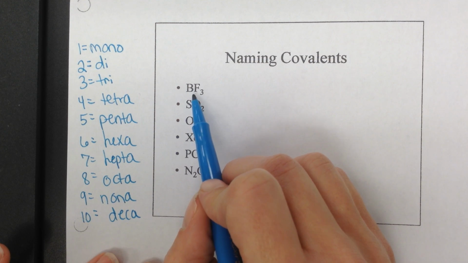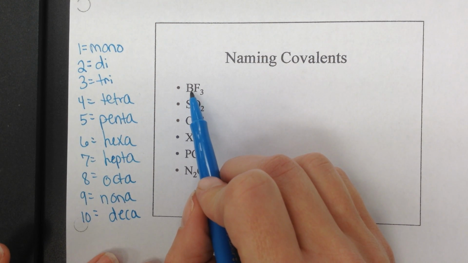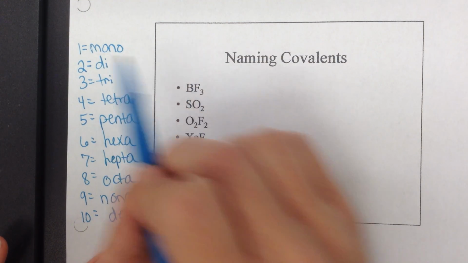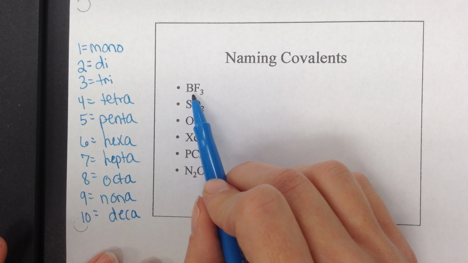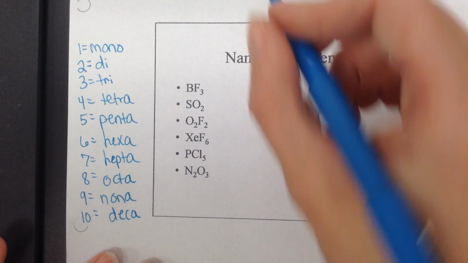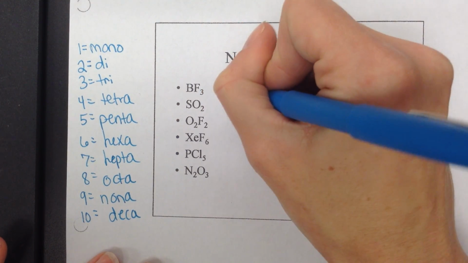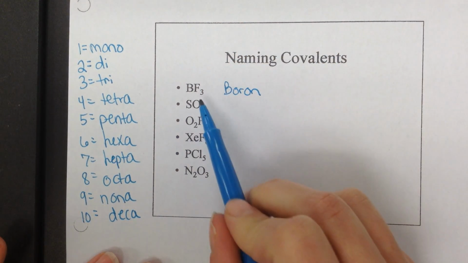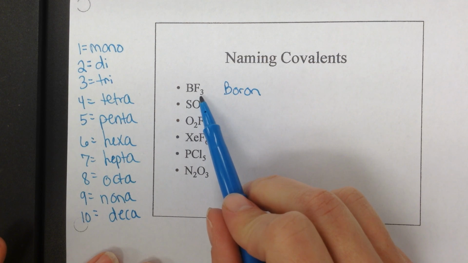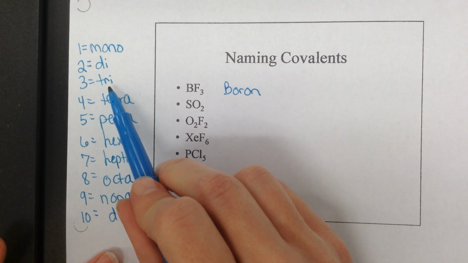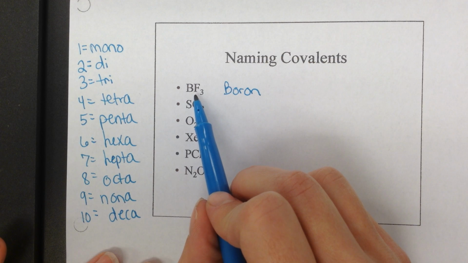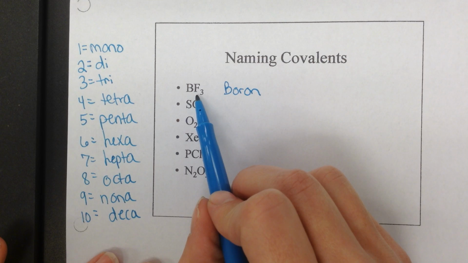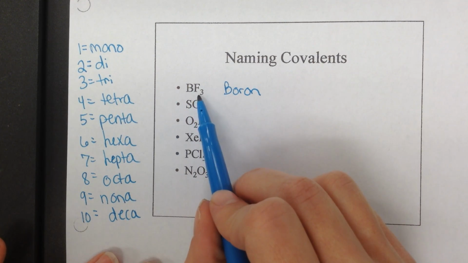If you only have one atom with the first element listed, you don't have to use the prefix mono. So in this case, we only have one atom, and we don't use the word mono if it's the first atom. So really, we just name it as is. So boron. And now if you look at your second atom, you have 3 of them. 3 goes with tri. So this is fluorine. We still change the ending to IDE just like you did with ionic bonds. So it's going to be trifluoride.